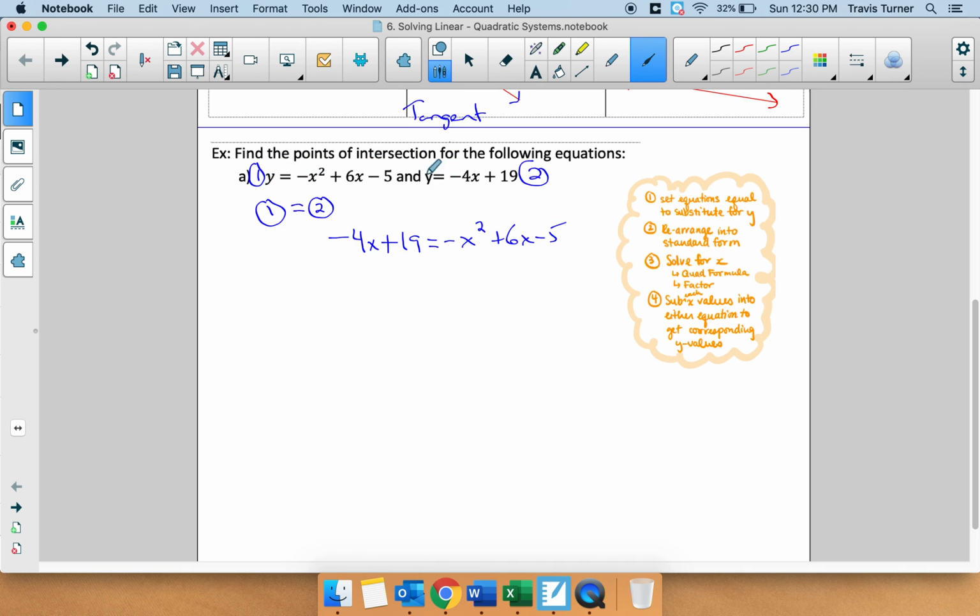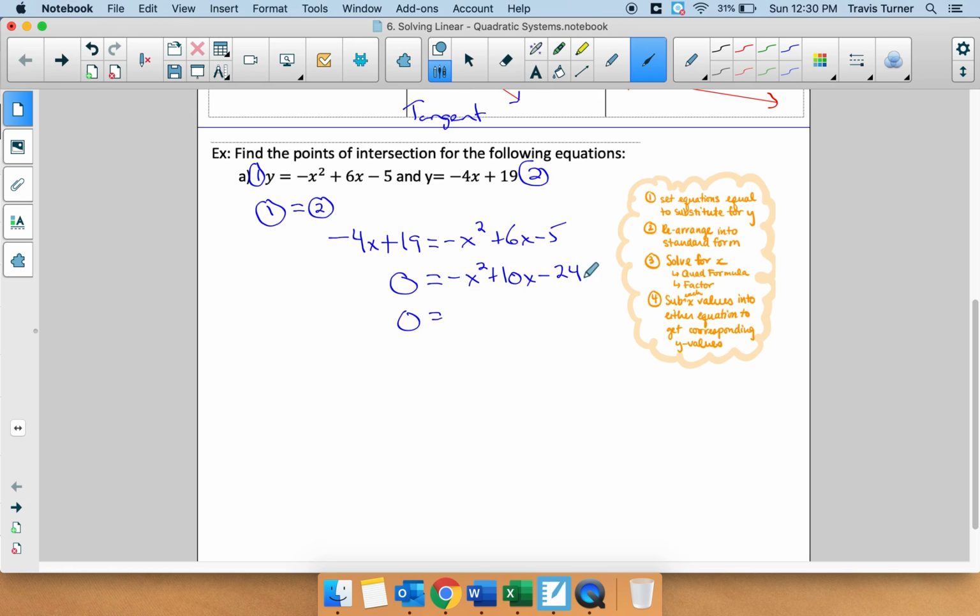This y is equal to this y, and that's going to allow me to see if there are any points of intersection. So I need to rearrange it so I have everything on one side and it's in standard form. Let's make the left side equal to 0. So I'm going to add 4x over. So I've got minus x squared, and then I add another 4x, I've got plus 10x. And then I'm going to subtract 19, so that becomes minus 24.